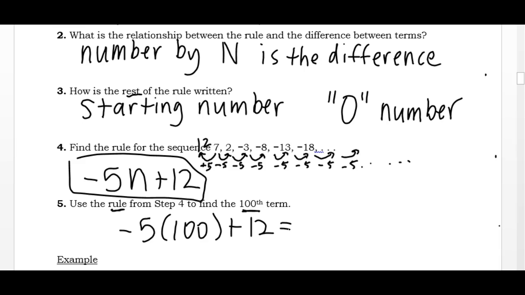So -5 times 100, that is -500. -500 plus 12 is -488. Remember, for 500 negative, we're going 12 back in the positive direction.